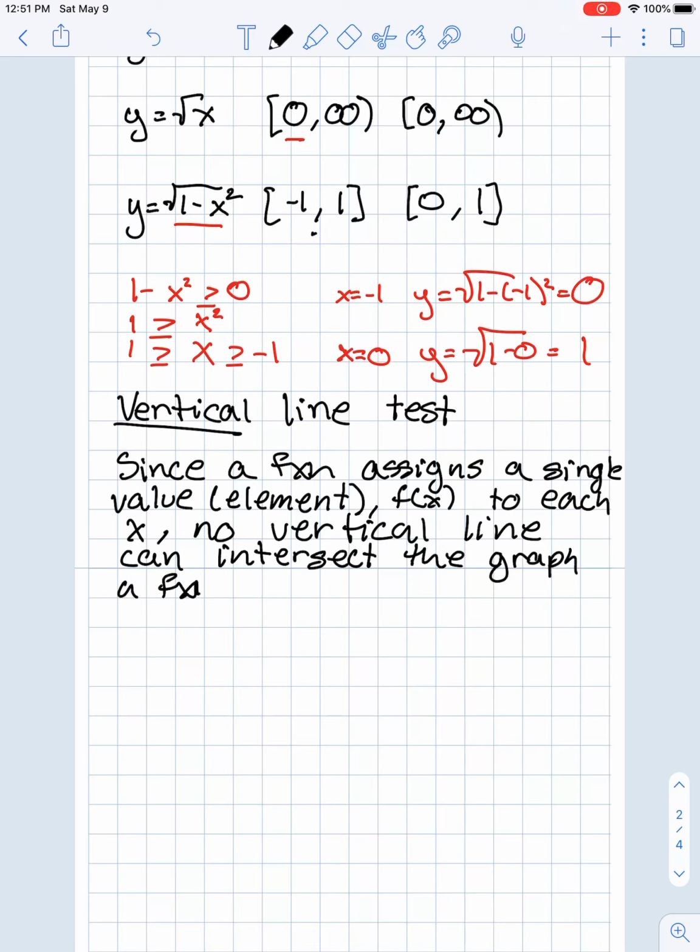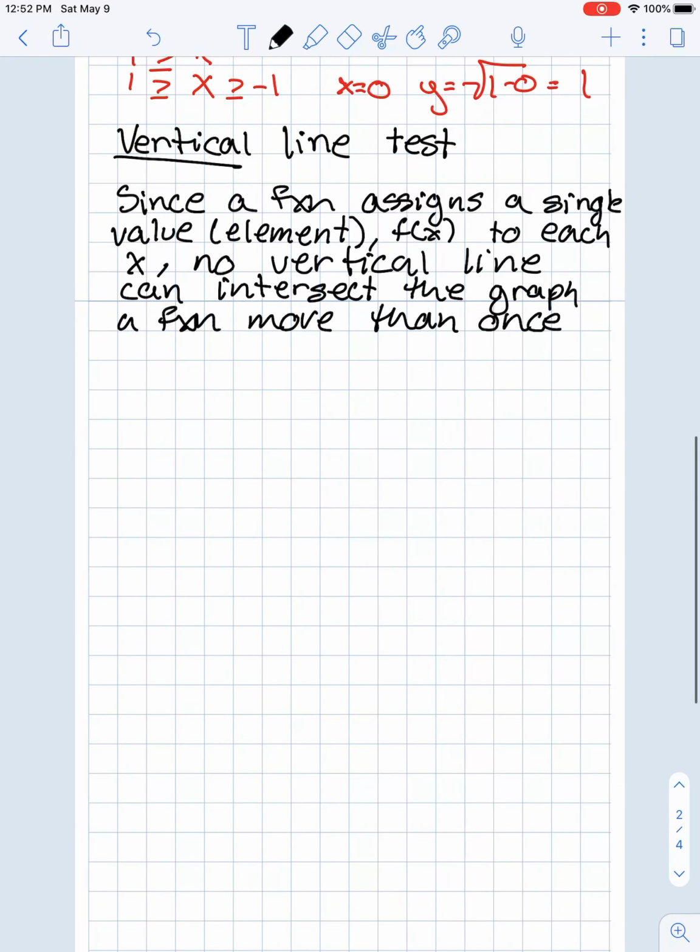the graph of a function more than once. So a pretty common example of this is a circle. So the equation for a circle is x squared plus y squared equals 1.